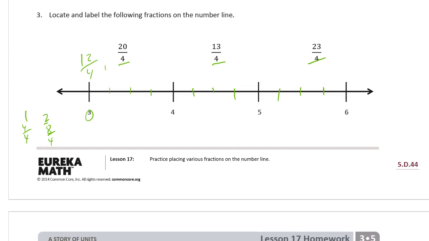12/4. Then we'd have 13/4. 14/4. Now, you don't have to label every single one. Fourths. 16, but it might help you to do it this way because it's really easy to just count the fourths once you get started and then just look for the ones you need and circle them. So if you're struggling with figuring out where these are, you could really just do it this way.